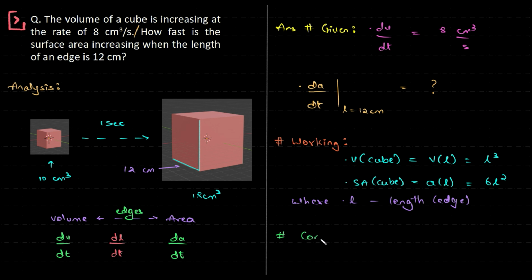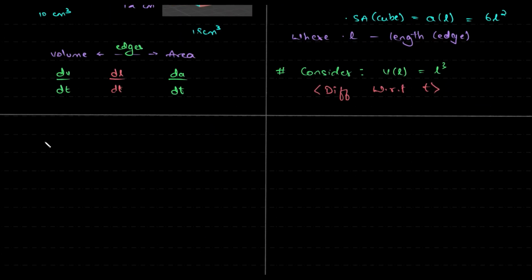Now, we'll consider the first expression, volume. So we need to differentiate this with respect to time, right? We are looking at how things are changing with respect to time. So we'll end up with dV by dt is equal to 3L square dl by dt. This is as per the chain rule.